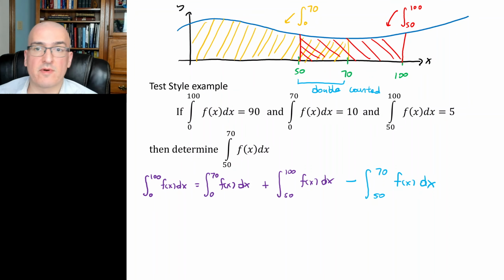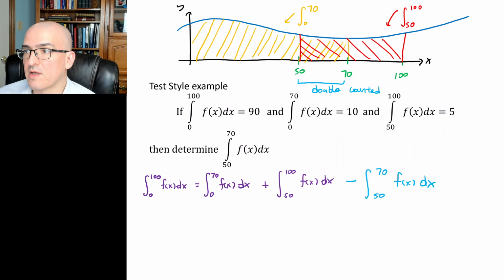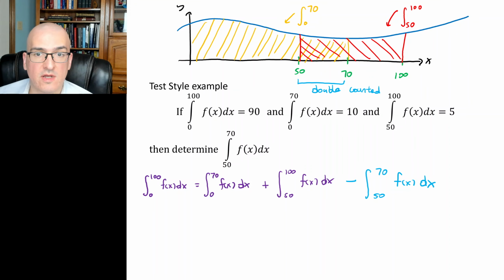Here's another way you could think about this. Let's say this integral is telling us how much money has been earned. So from time 0 to time 100, $90 was earned. From time 0 to 70, $10 is earned. From time 50 to time 100, $5 is earned. We've double counted the earnings from 50 to 70. Those earnings have been claimed in two different regions. We can figure out how much has been double claimed if we know what the total is supposed to be.